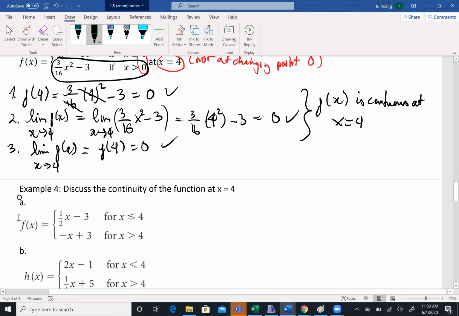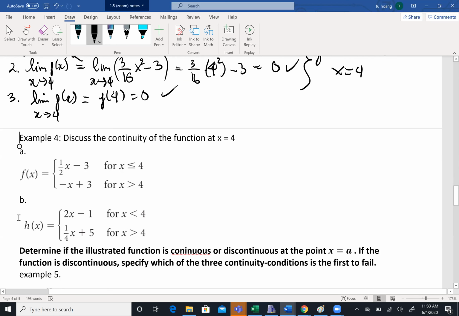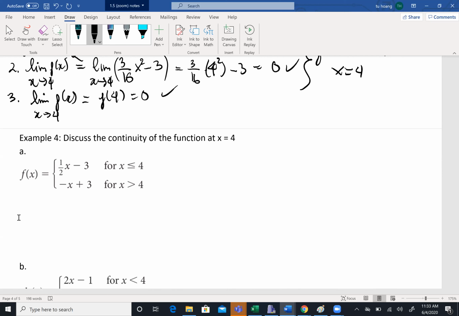Now, column 4, part A. You see that we are checking at x equal to 4, and 4 is the changing point. Changing point. So maybe the function is not continuous. Maybe. Okay, we have to check it.